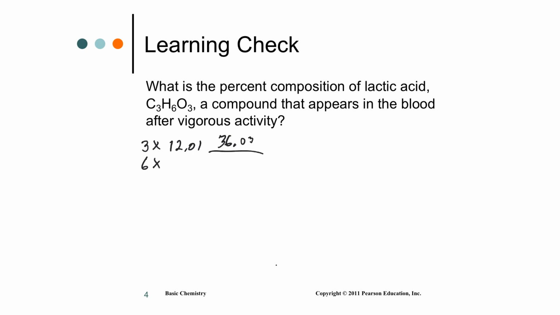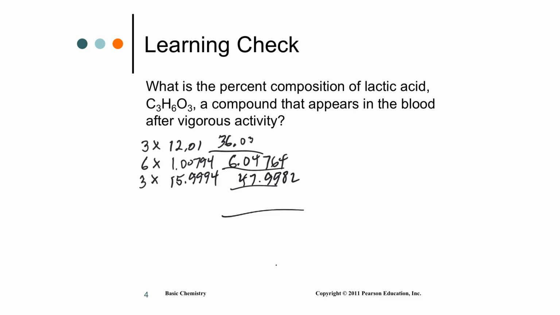I have 6 times 1.00794. That's hydrogen. I just looked on the periodic table. 1.00794 times 6 is 6.04764. And 3 times 15.9994 is 47.9982. Let's add that together, and I get a total of 90.0758. So what is the composition?